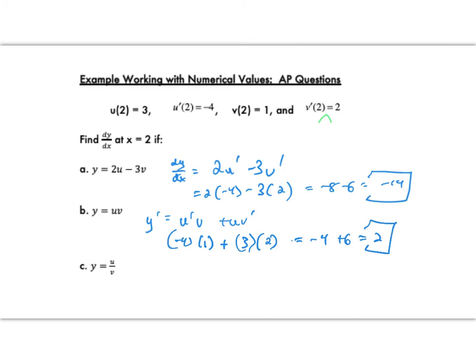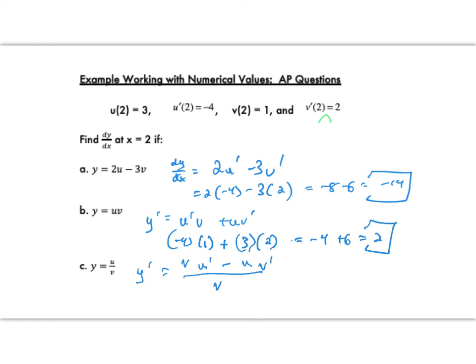All right, now we've got this one here with the quotient rule. So if I want the derivative of that, that's going to be low times the derivative of the high minus the high function times the derivative of the low all over low squared. Okay. Or in this case, v squared, I guess. So let me back up and write that in as a v there.